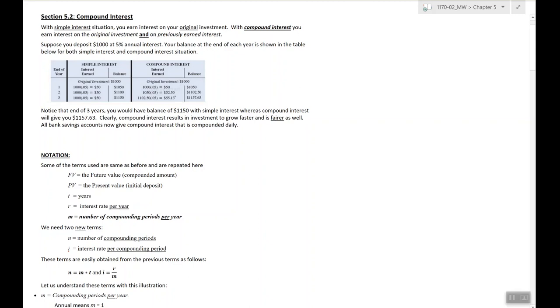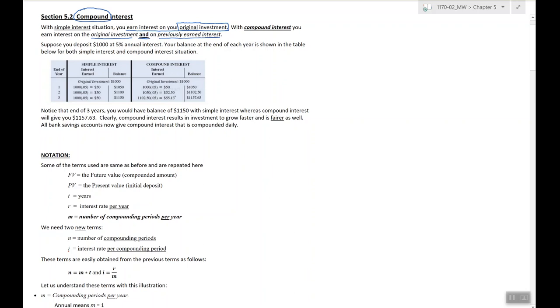So now we start with section 5.2 on compound interest. With simple interest, you earn interest on your original investment. So whatever is the amount that you invest originally, you just earn interest on that. Now with compound interest, you earn the interest on the original investment and on the previously earned interest.